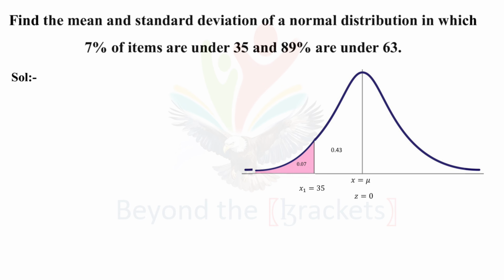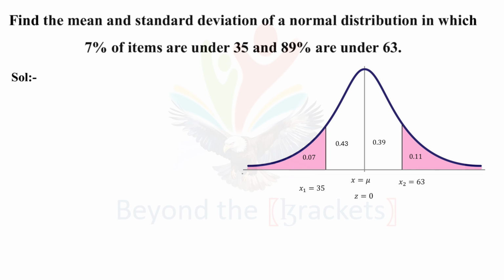It is also given that 89% of the items are under 63. Since 89% is greater than 50%, 63 lies to the right of the mean. Now the area to the left of 63 is 0.89 and the area to the left of the mean is 0.5. So the area between the mean and 63 is 0.39, which implies the remaining area will be 0.11.